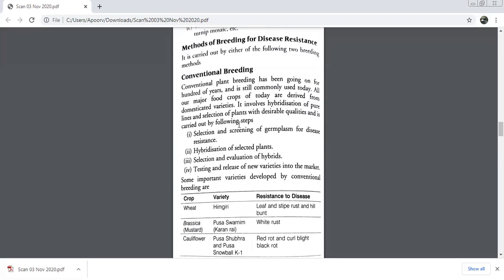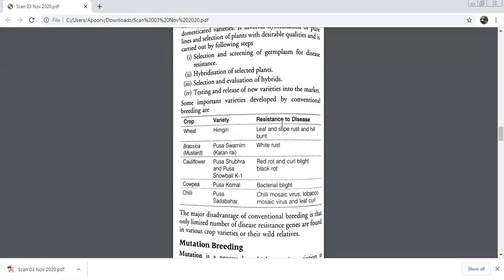All the major food crops of today are derived from domesticated varieties. So how are they obtained? Hybridization of pure lines, and then we select the plants with desirable qualities. There are certain steps for this. The first step is selection and screening of the germplasm. Whatever germplasm was collected, they selected and screened for disease resistance. Then hybridization of selected plants is done, and then selection of the evaluated plants. And we test and release the new varieties into the market.